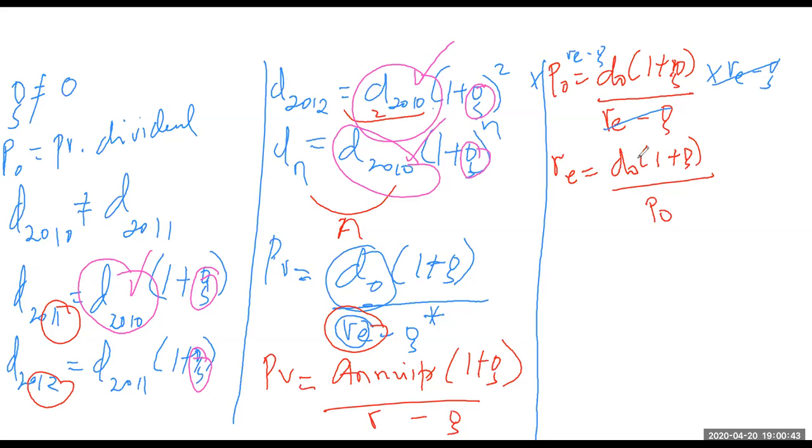So RE is equal to D0(1+g) divided by P0. This g, once we take it to the right-hand side, becomes a plus. Therefore RE equals D0(1+g) divided by P0 plus g. That's how we estimate the cost of equity in the case of growth, where this growth is constant, fixed all the way to infinity. So that's our second case, the case of a constant growth in the dividends.